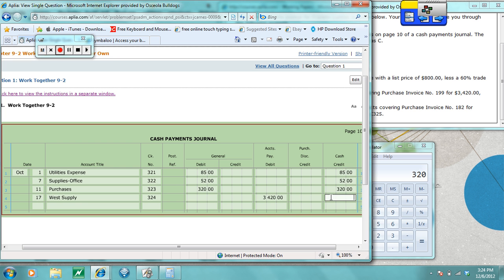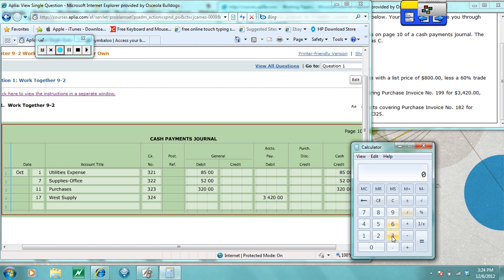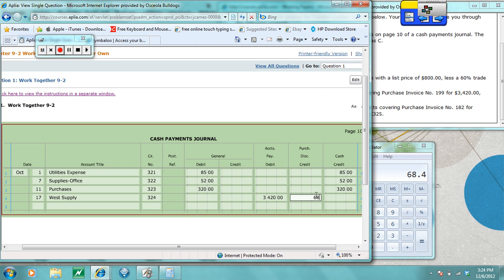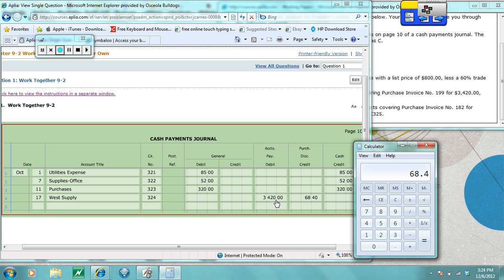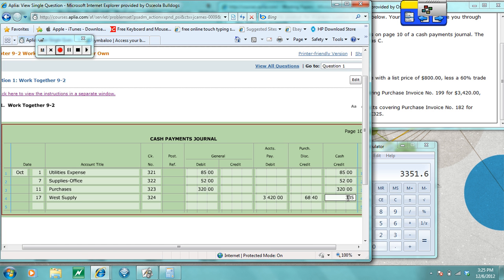The amount of our discount, we have to figure out. And I'll show you how to do that real quick. You take your full amount, $3,420 times, and it's 2%, not 20%. So it's 0.02. That is the amount of our discount. $68.40. Now, if I want to take a shortcut, we would take the $3,420 minus the $68.40, because that's our discount, and we get what we have to write the check for, which is $3,351.60.